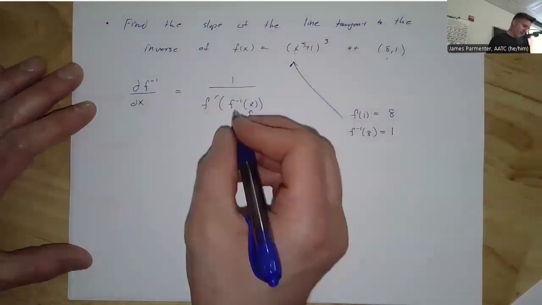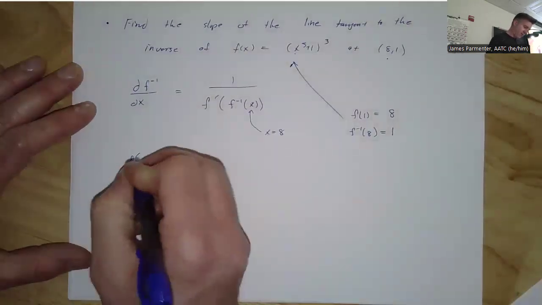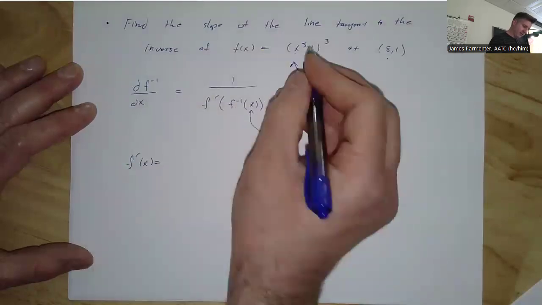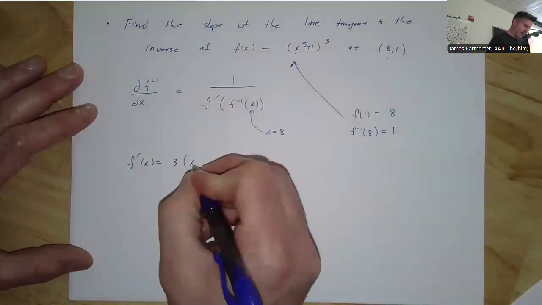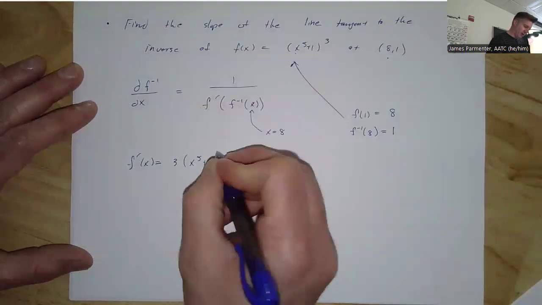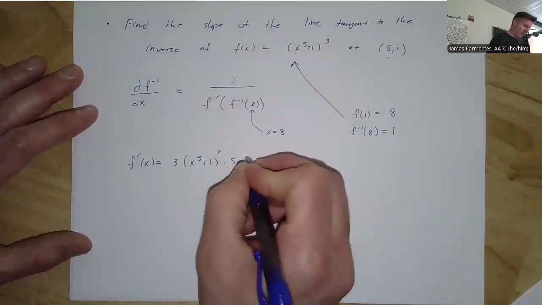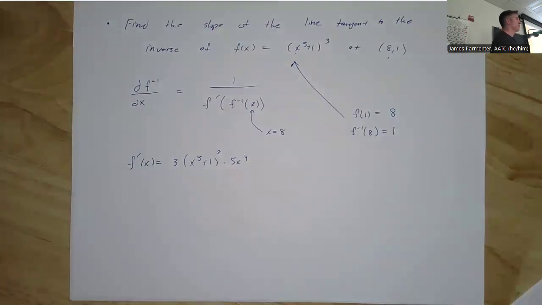So we're gonna find f prime of x is 3 times x to the fifth plus 1 squared times 5x to the fourth. Now, if you look at this, which number seems like it's the more likely one you're going to have to plug in? 8 or 1? Assuming I don't hate you and don't want to make your lives terrible.